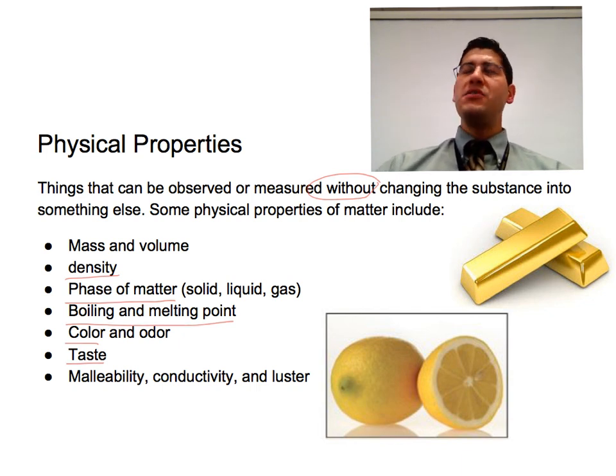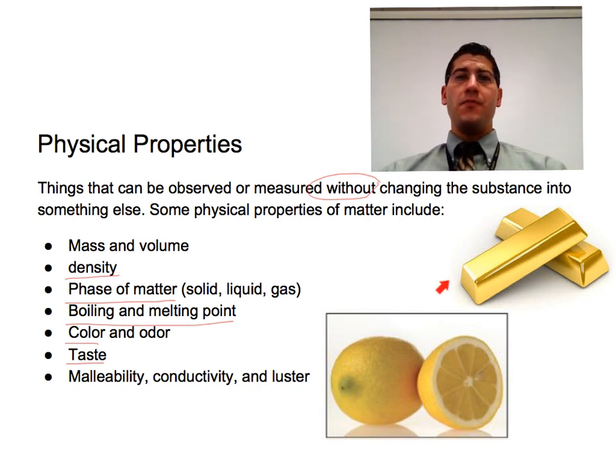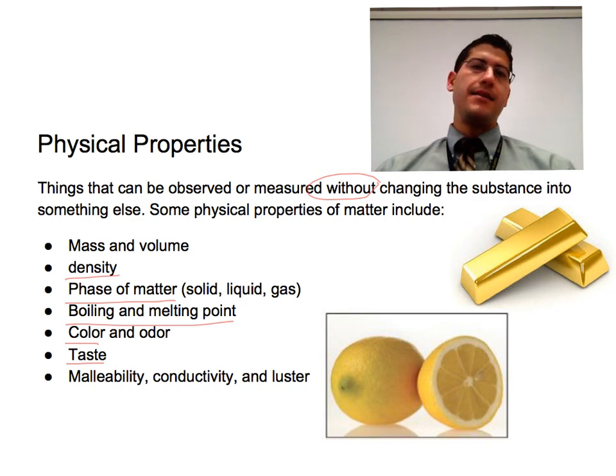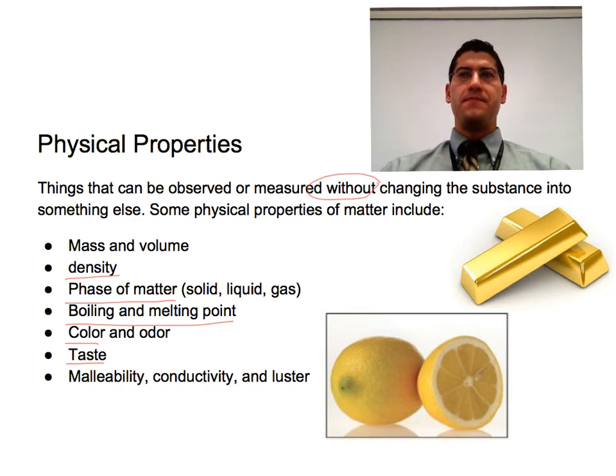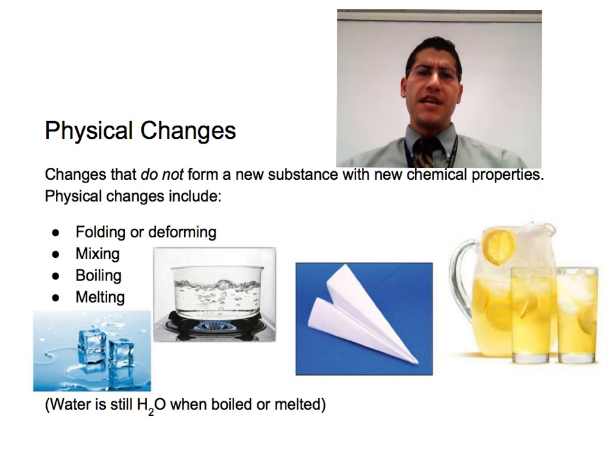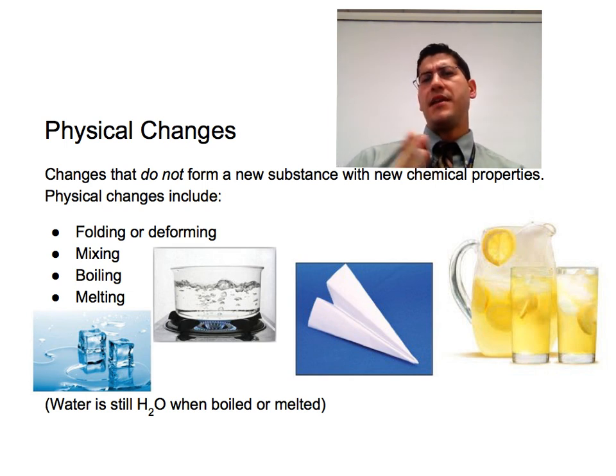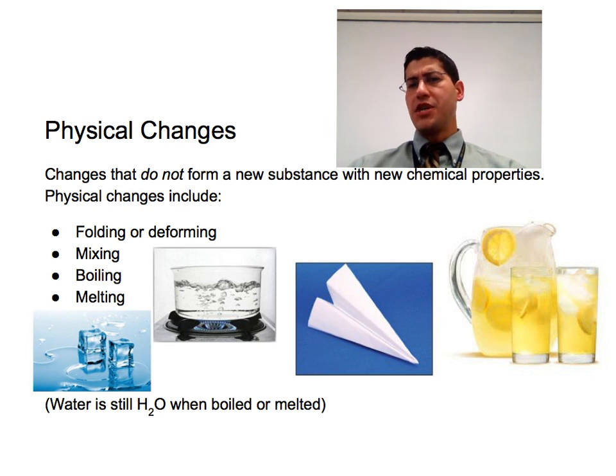We could weigh these bars of gold or measure their volume or calculate their density to check and see if they're really made out of gold without changing the gold into something else. Matter can undergo two types of changes: physical changes and chemical changes. Physical changes involve changes to a substance's physical properties only. Some common physical changes that are often confused with chemical changes are freezing, melting, evaporating, and dissolving.